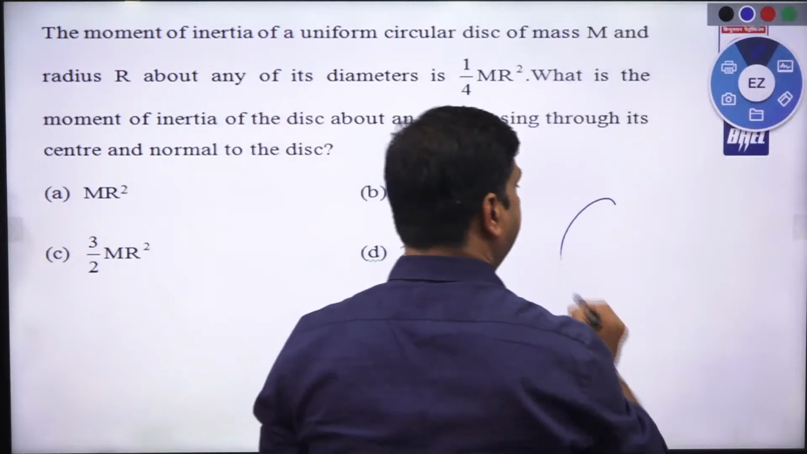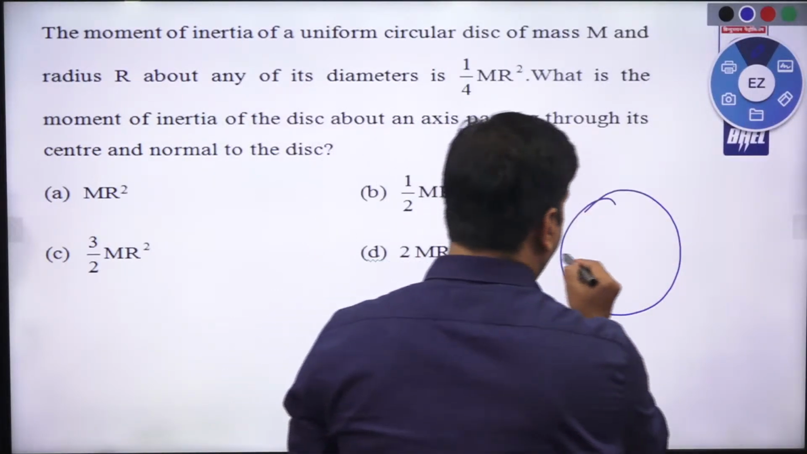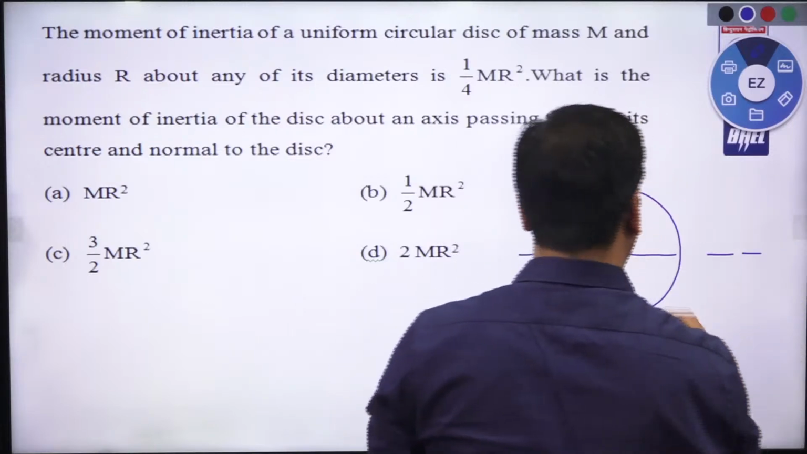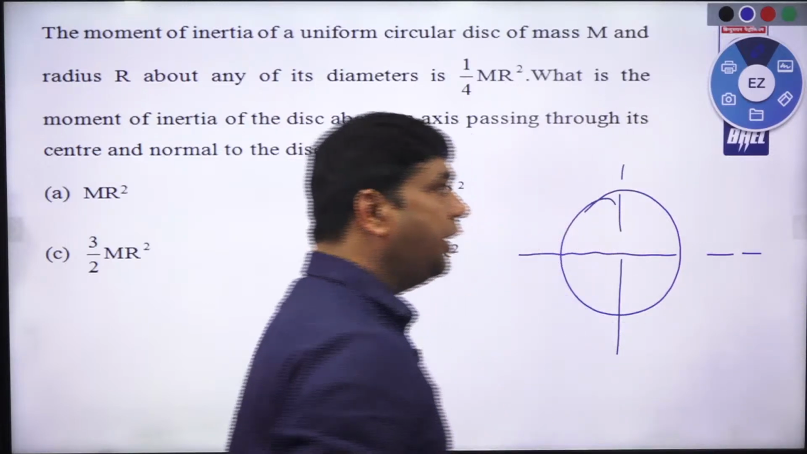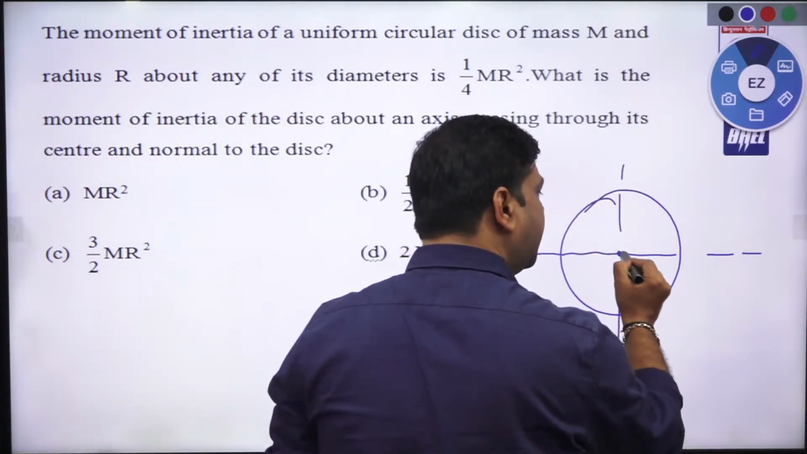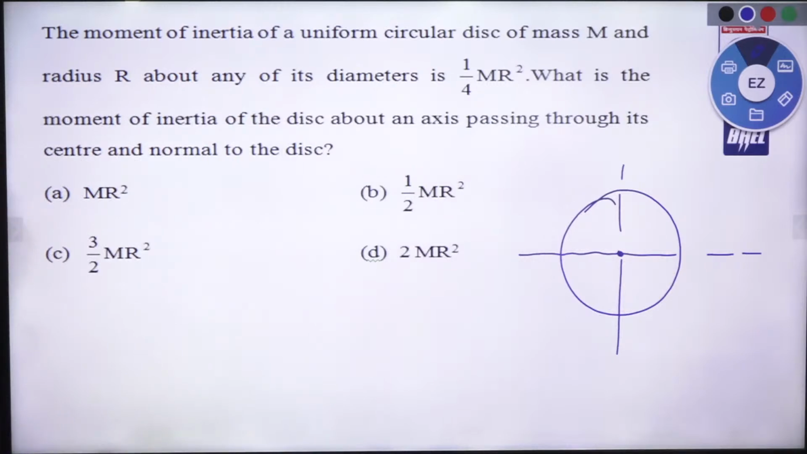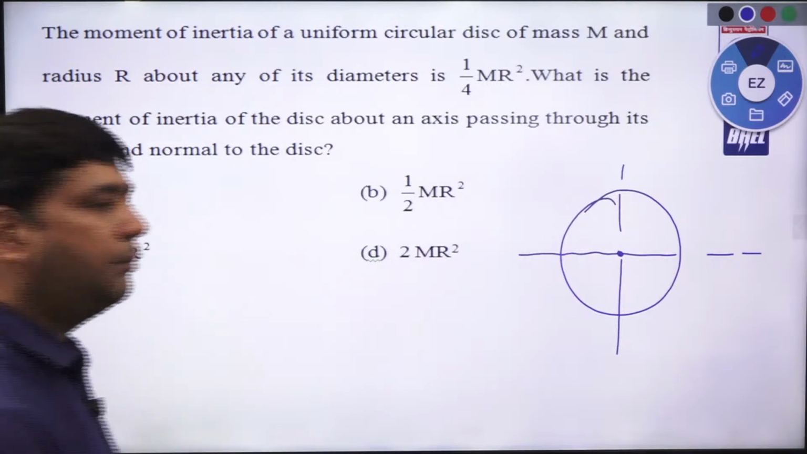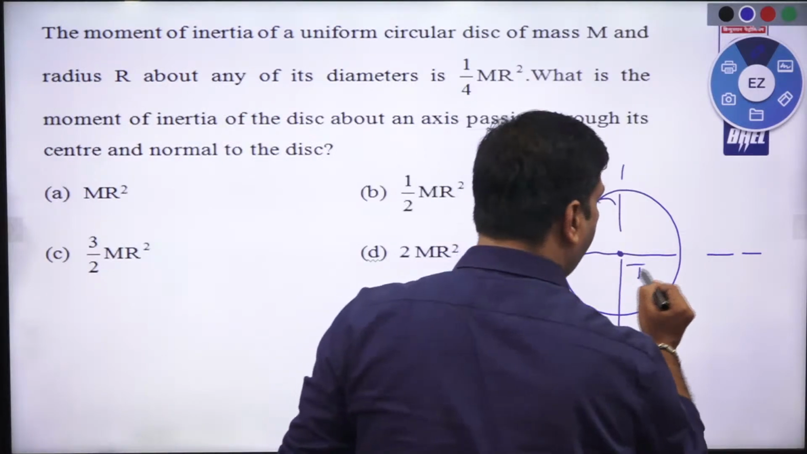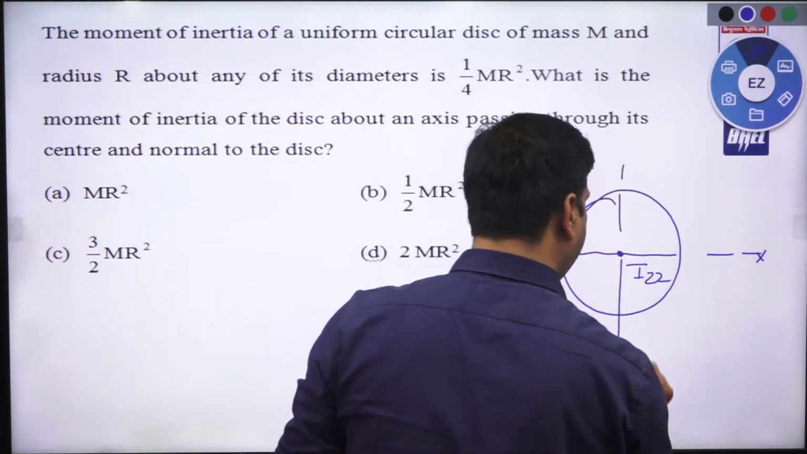The question gives the moment of inertia about that axis, and they're asking about the moment of inertia about the center axis, which is normal to the plane of the disk. So this is asking for the moment of inertia I_zz, if this is x and this is y.